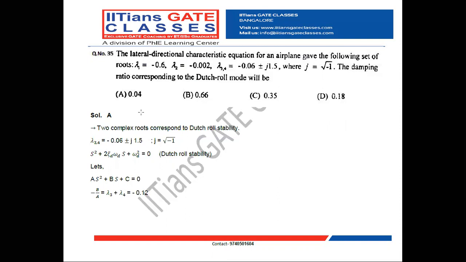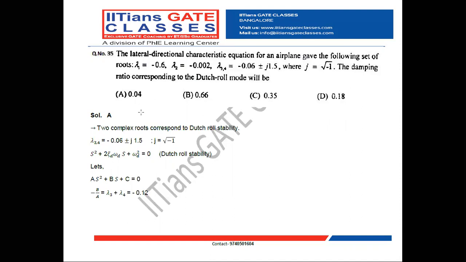a negative real part. Okay, the damping ratio corresponding to the Dutch roll mode will be: option A 0.04, option B 0.66, option C 0.35, option D 0.18. The thing is, this is a lateral directional characteristic equation for an airplane.